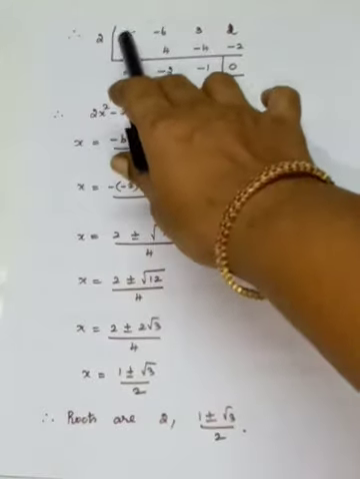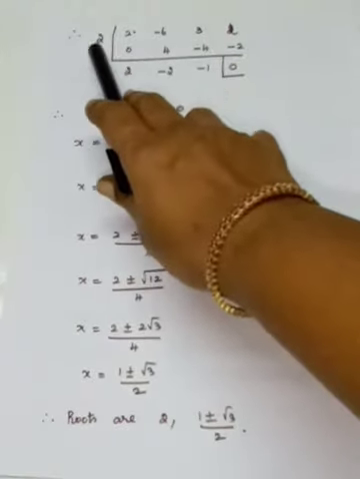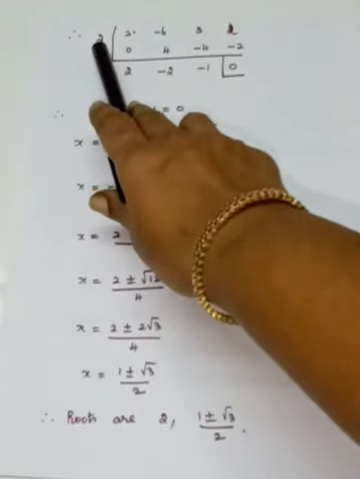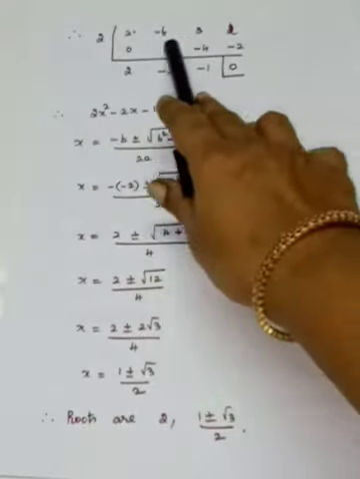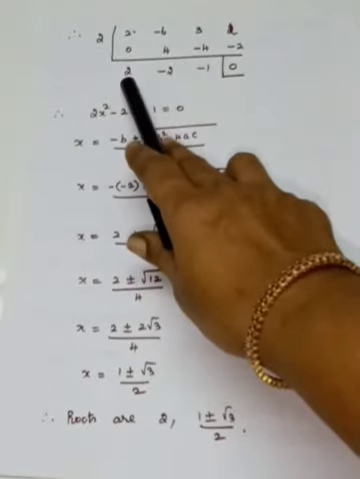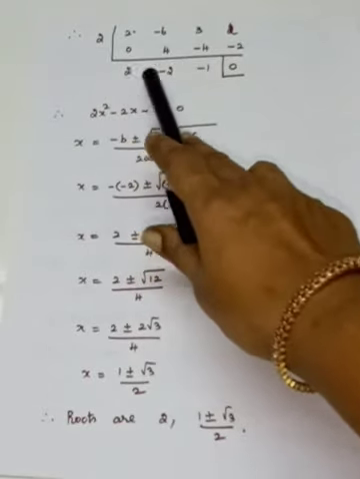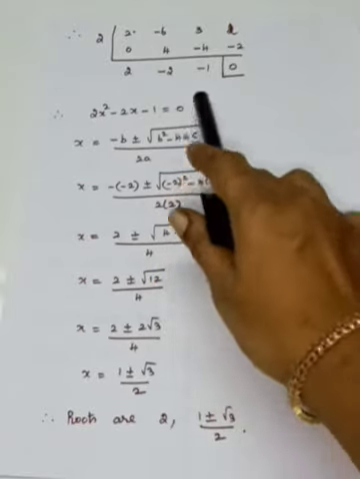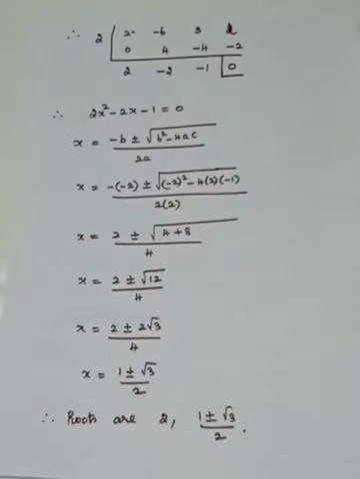So here the cubic equation is divided by that one factor, that is x plus 2, and the remaining is a quadratic equation. What we have to write? 2x squared minus 2x minus 1 is equal to 0. So it's a quadratic equation. So we have to find the roots.